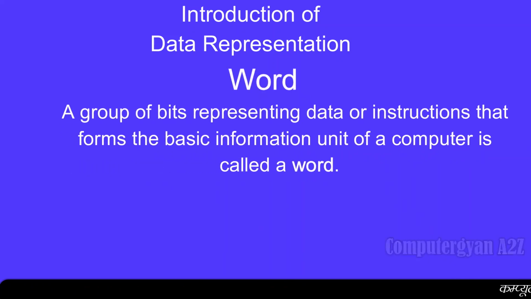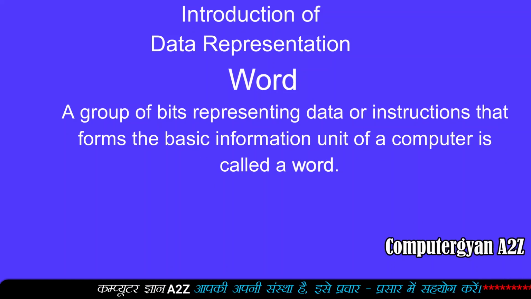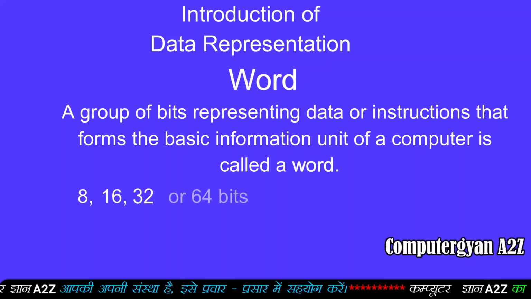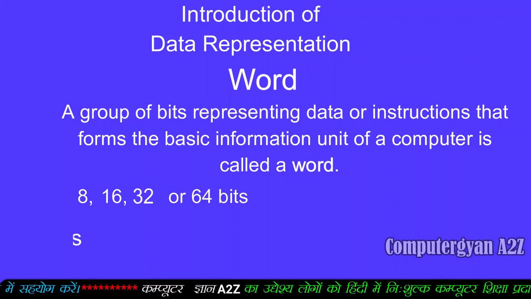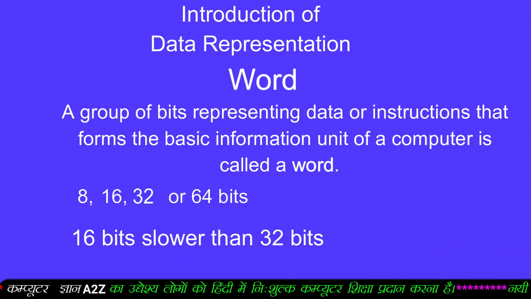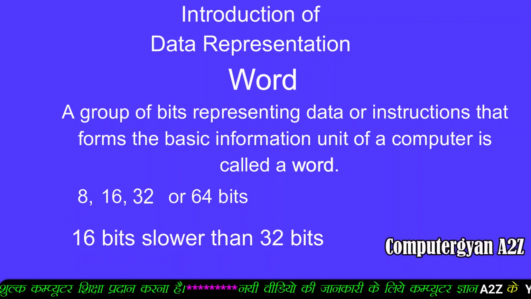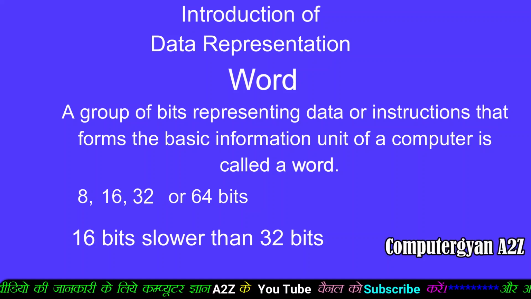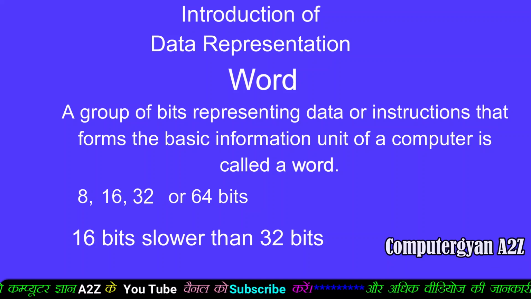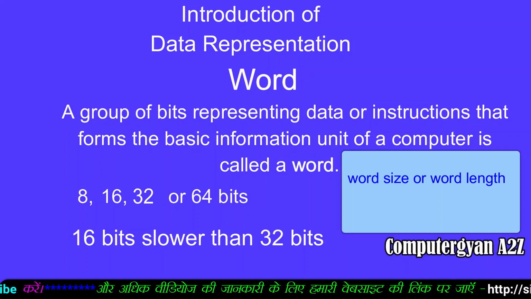Word. A group of bits representing data or instructions that forms the basic information unit of a computer is called a word. That means a word may be of 8, 16, 32 or 64 bits. The size of the word depends on the architecture of the computer. A machine with a 16-bit word is slower than one with a 32-bit word. It is a group of fixed number of bits processed as a unit in a single operation. It varies from computer to computer but is fixed for each computer. So, the length of a computer word is called its word size or word length. A computer stores information in the form of words.